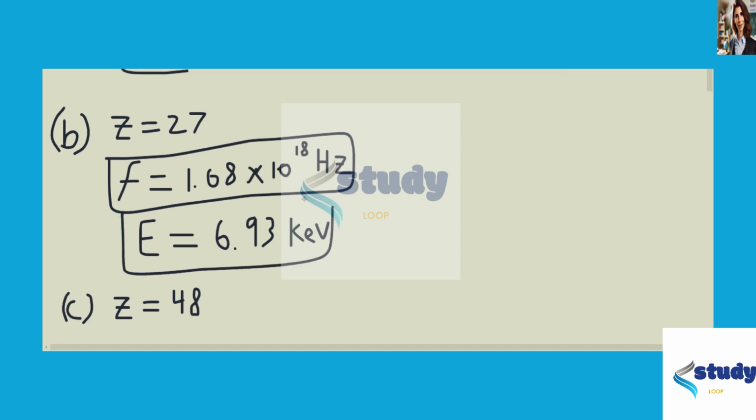And the wavelength is equal to speed divided by the frequency, 3 times 10 to the 8 meters per second for the speed of light, and we get 1.79 times 10 to the minus 10 meters.